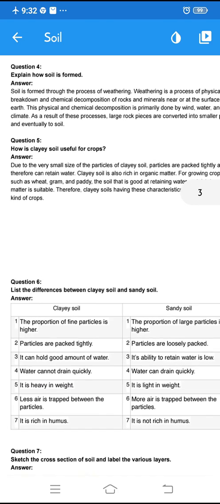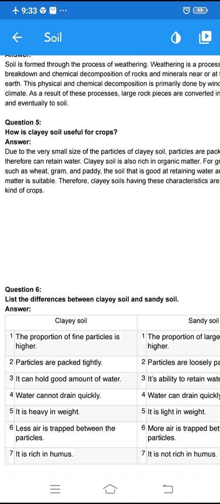Okay, so now let's go for question number 5. How is clay soil useful for crops? So you have to understand how clay soil becomes very useful for crops. Why do we say clay soil is very important and much useful for crops? Yes, let's go for the answer now.